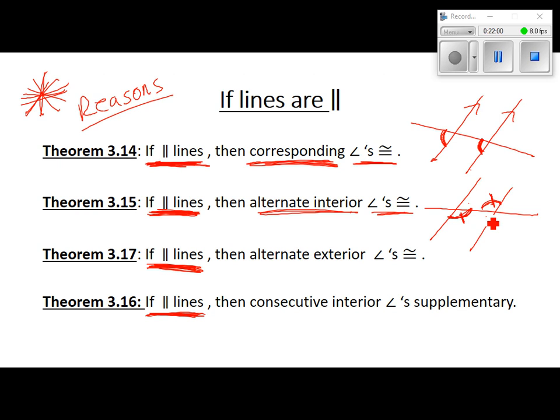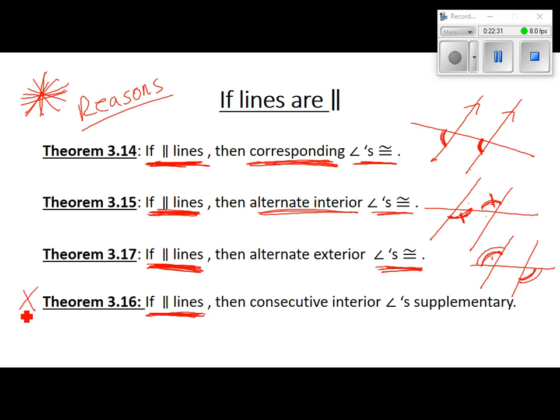Next one, alternate exterior angles. If I draw the same picture, alternate exterior angles would be like this angle and this angle, outside and on opposite corners. And again, they have to be congruent. So this angle has to be congruent to that angle. All of this only works if the lines are parallel.